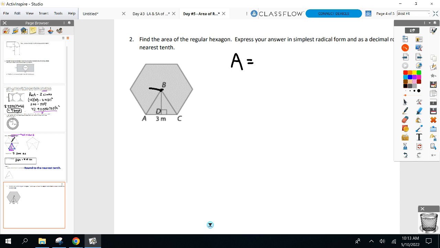When I draw in all my radii, how many total triangles are going to be formed here? 6. So times 6, I'm going to do 1/2 base times height, and here's where you guys are going to come in and help me find the area of one of them. Can you help me find the area of that triangle? Because if you can, I'm just going to multiply by 6, and we are good to go.